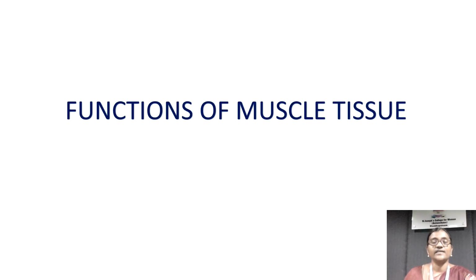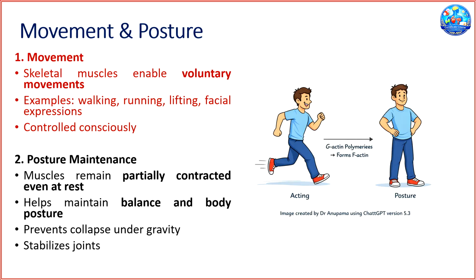Now let us see the functions of muscle tissues. Muscle tissues perform a wide range of essential functions in the human body. They contribute both to the voluntary as well as involuntary activities which are required for our survival. So let us see each of them.